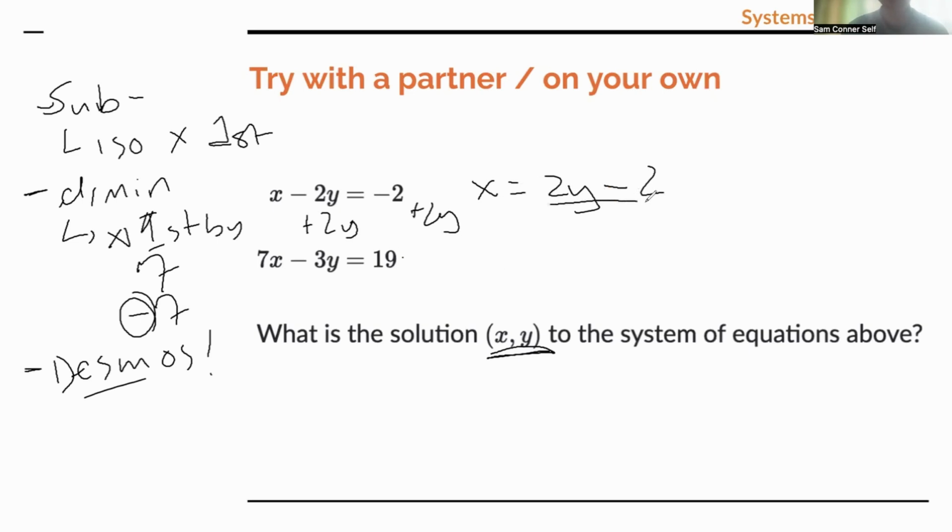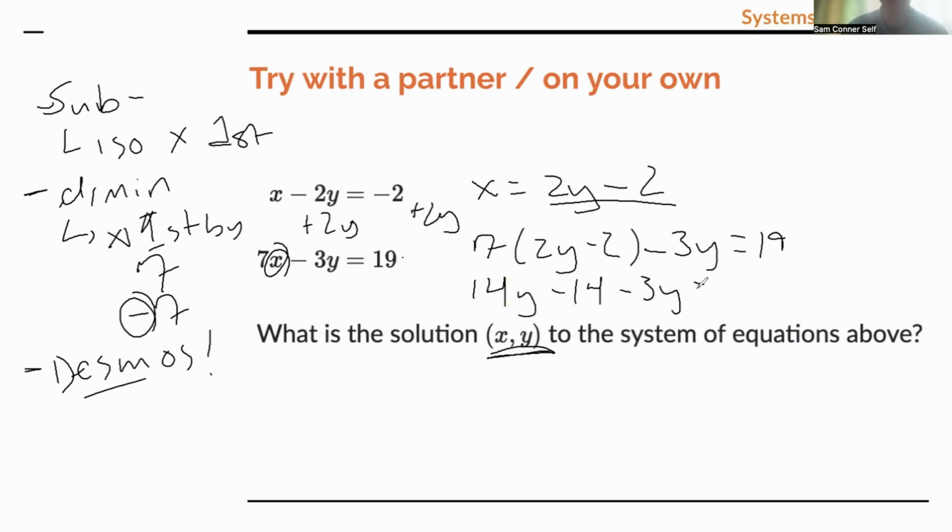And then I'm going to take this 2y minus 2 and plug it in for this x right here, which will give us 7 times 2y minus 2, minus 3y equals 19. And then you just multiply out. Then you combine the like terms. I'll continue down here. So 14y minus 3y is going to be 11y, minus 14 is going to be equal to 19. And then you're going to add 14 to both sides.